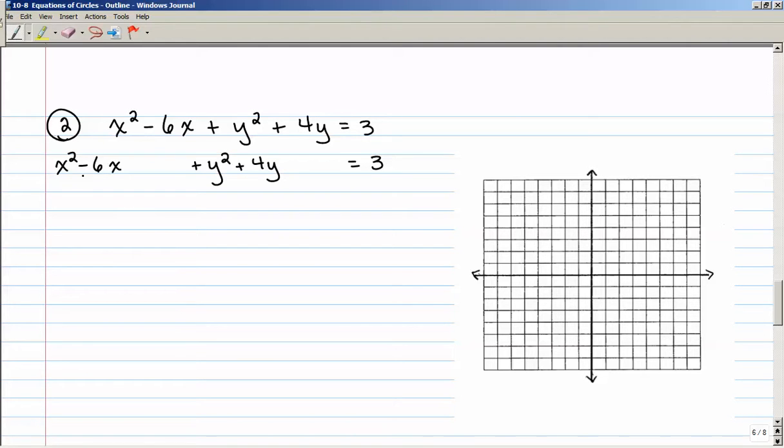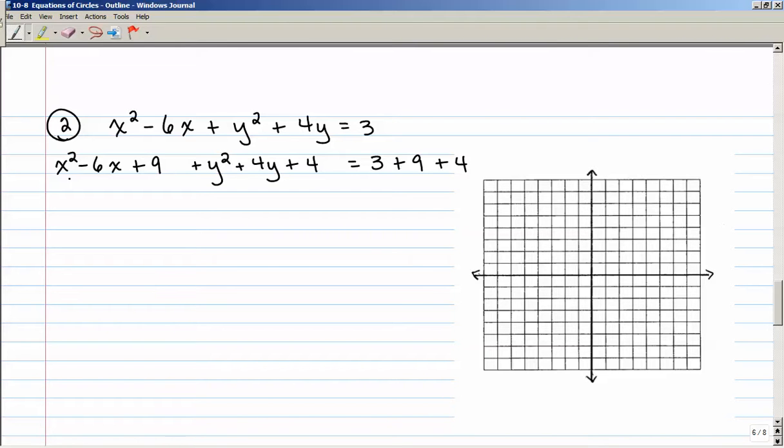So half of negative 6 is negative 3. Squaring that gives me a 9. So I need to add a 9 here. So this is now a perfect square trinomial that can be factored. But I added a 9 to my equation here, so I need to add a 9 over here. Let's do the same thing with the y's. Take half of 4, which is 2, square it, which is 4, and add that here. And I need to add it on the right-hand side of the equal sign as well.